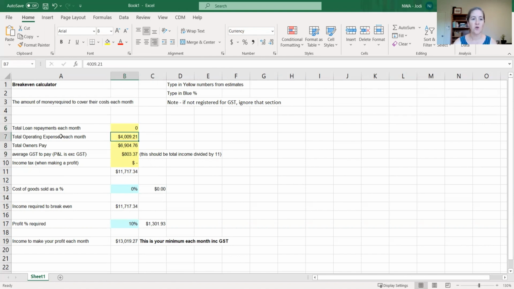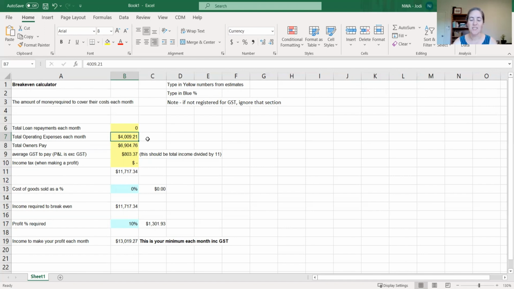The next one is your operating expenses. These are all the costs incurred in operating your business. So things like rent, if you're renting a venue, electricity, telephone, internet, it will include your wages as well. So anything you're paying for staff wages, not owners pay, just staff wages.